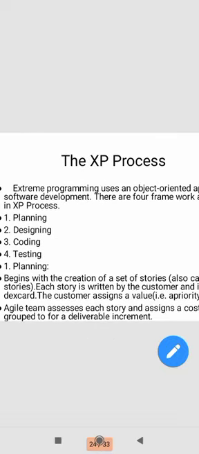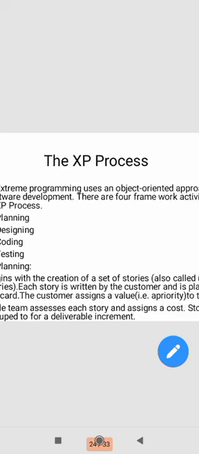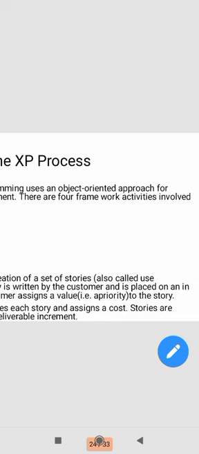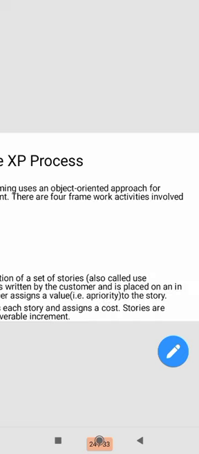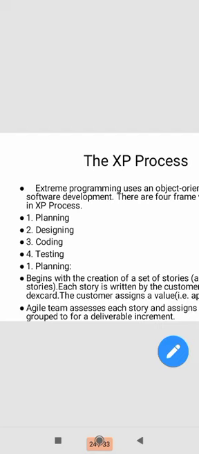Next one, the XP process. What do you mean by the XP process? Extreme programming uses an object-oriented approach for software development. It is one of the agile process developments. There are 4 framework activities in the XP process.